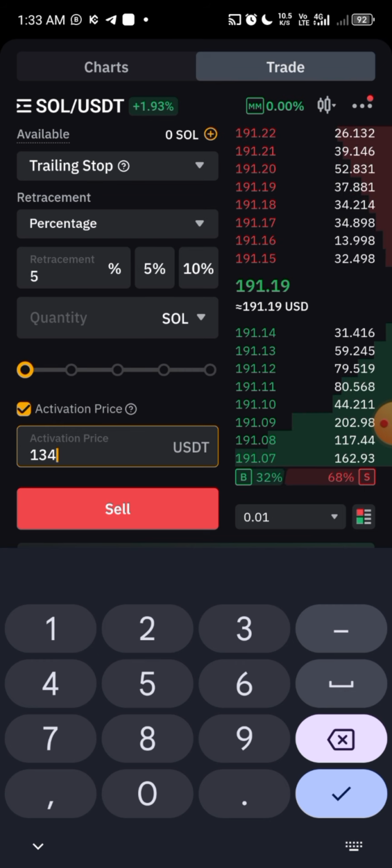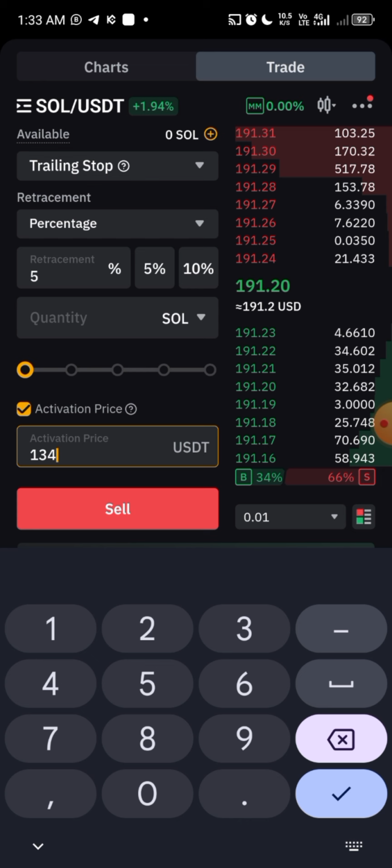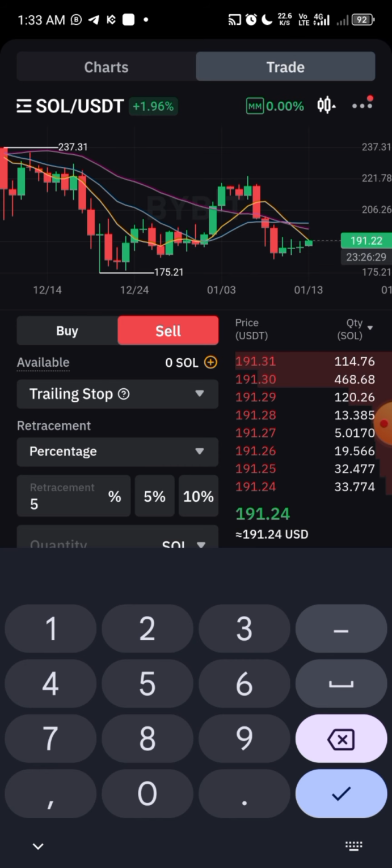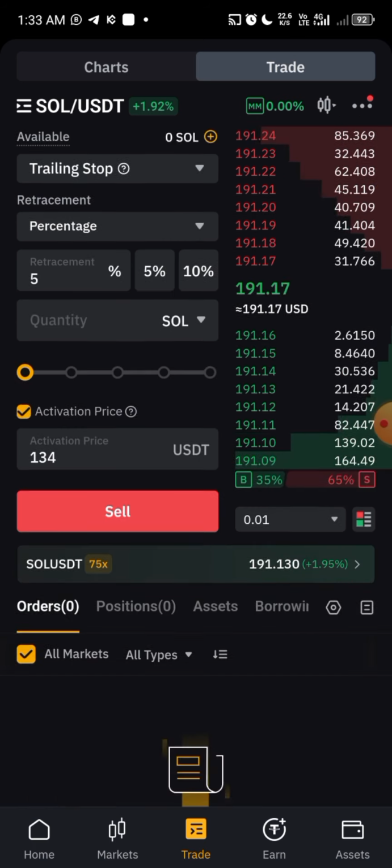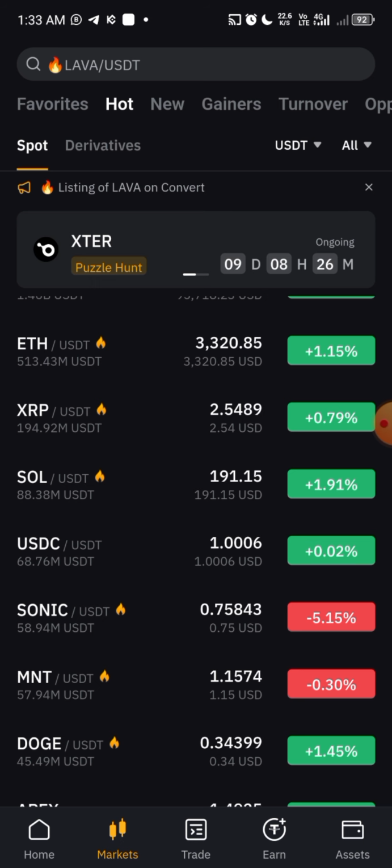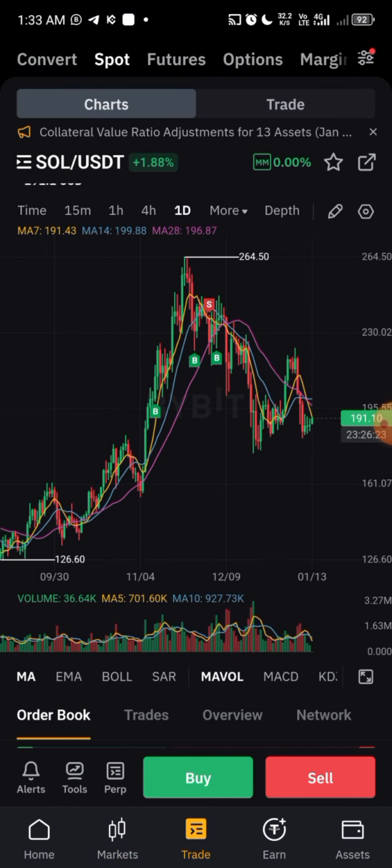So as long as the market does not retrace back 5%, it will keep moving me up. It will keep moving me up to the next level with 5%. Let me try and explain. This particular one is always very tricky, but let me try and break it down for you using a chart.